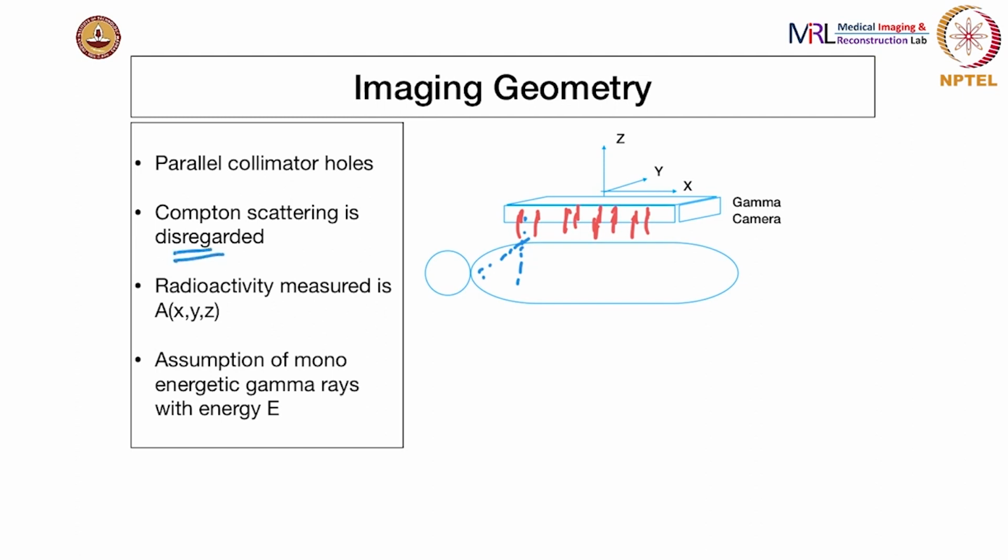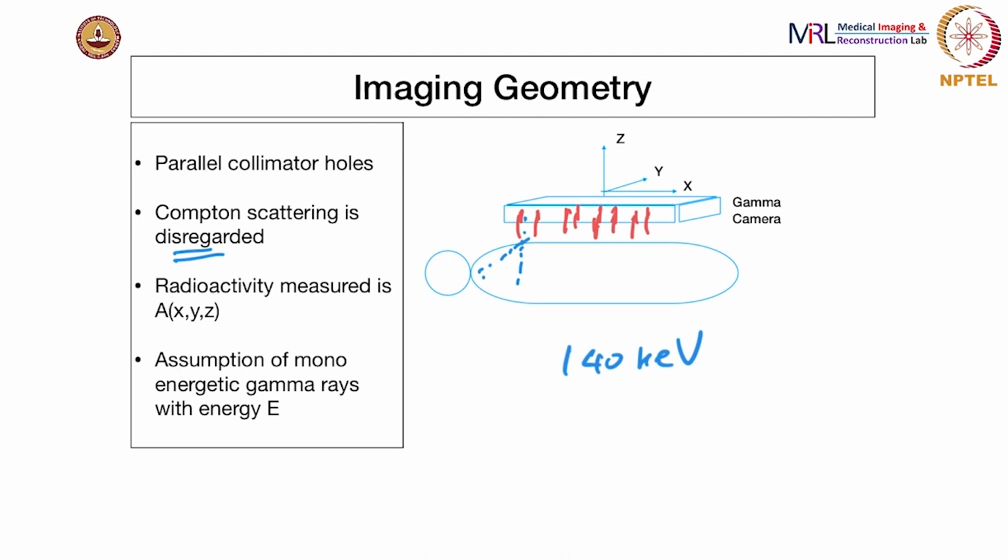This is again from the energy point of view, because the emitted gamma rays are 140 keV, let's say. The Compton scattered ones tend to be slightly lower energy, so there are ways of disregarding those signals. So the Compton scattering is done away with.